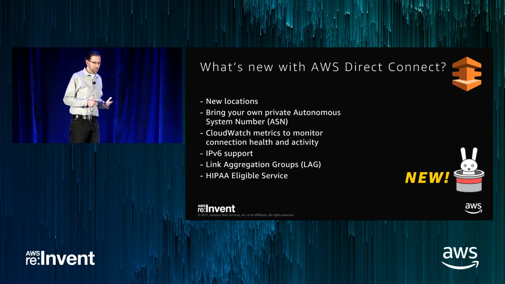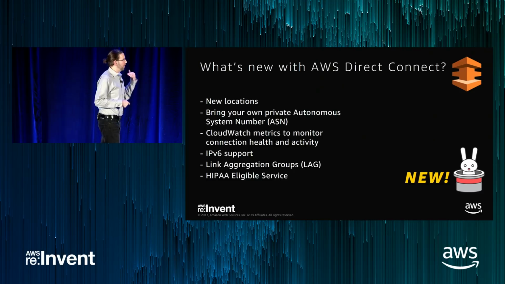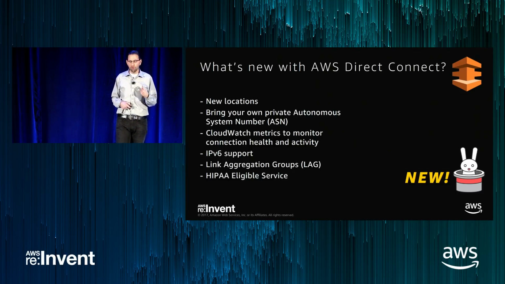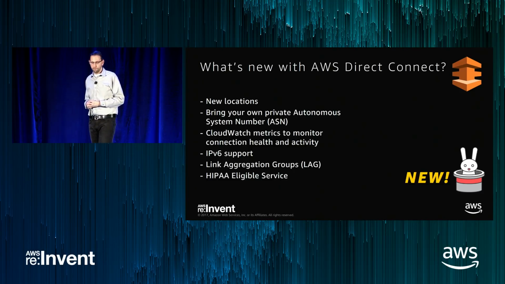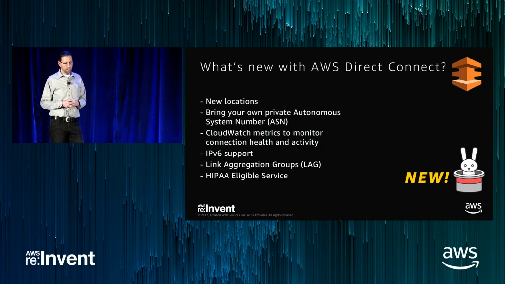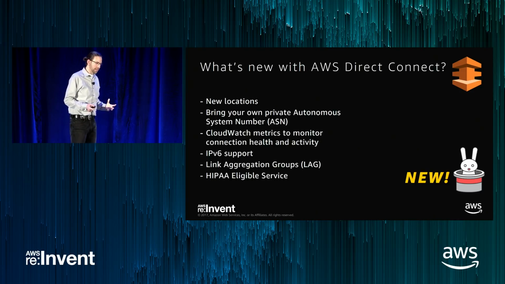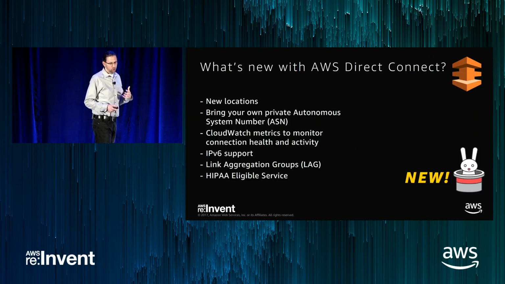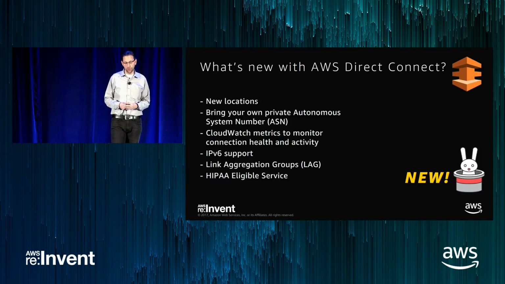Similar to AWS Managed VPN, you can now bring your own ASN to Direct Connect. That's true for private ASNs, not public ones. CloudWatch can be used to monitor Direct Connect connections. We support IPv6. You can link aggregate a bunch of connections together now. And finally, Direct Connect is now a HIPAA-eligible service.